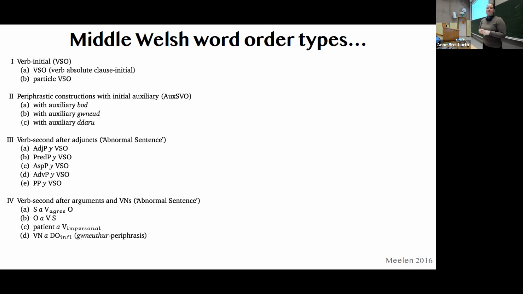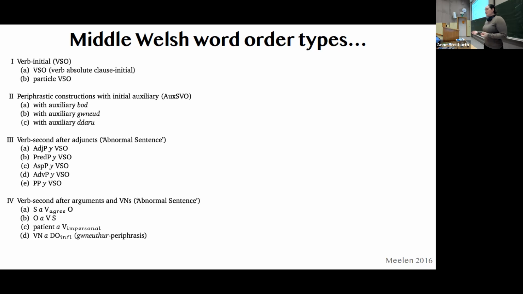The same for periphrastic construction. So there's an auxiliary and then there's SVO word order. But then there's actually 3 different types of auxiliaries. So I was very careful to make sure that I annotated all of them separately. Then there's the verb second word orders, and there's such a big group really in Middle Welsh that I split them into 2. There's type 3, which is verb second after adjunct.